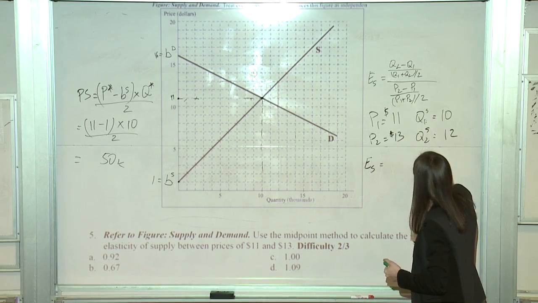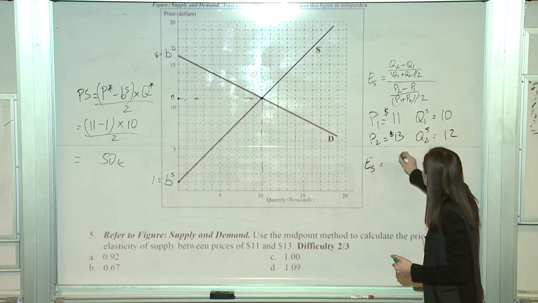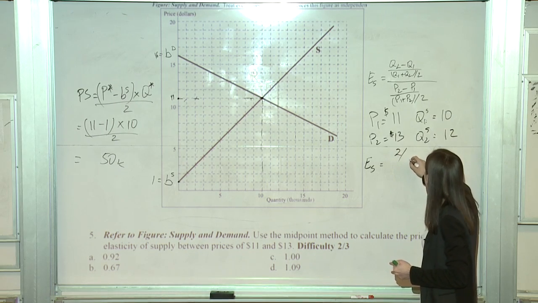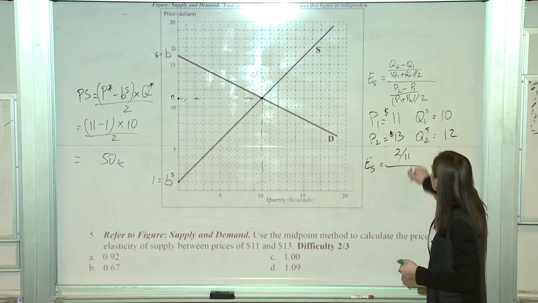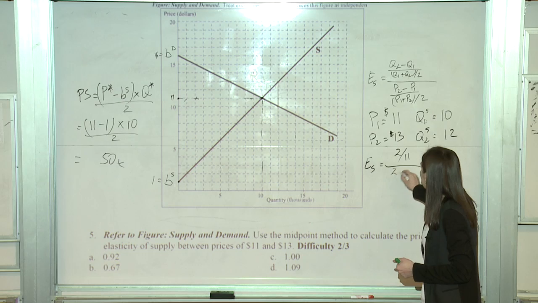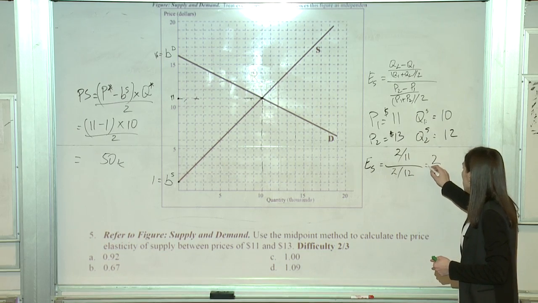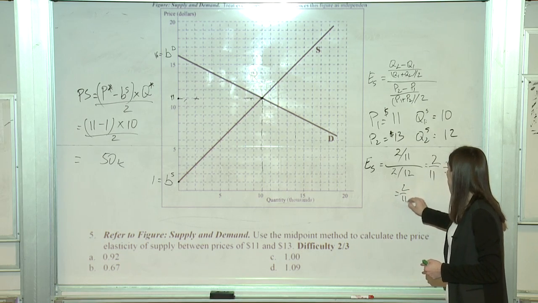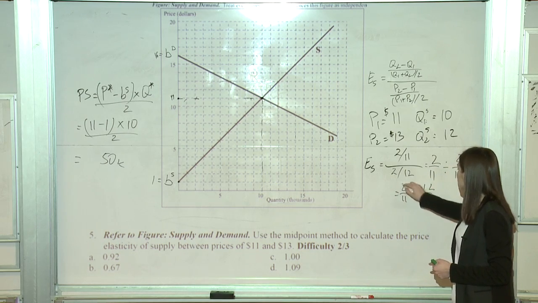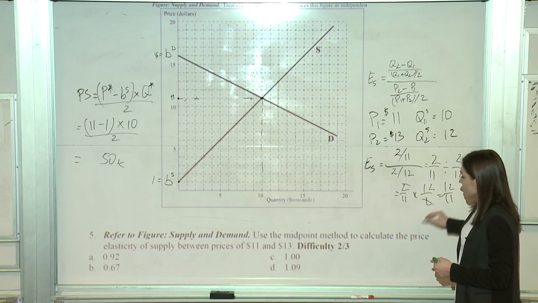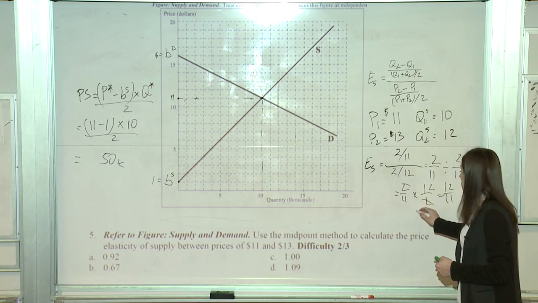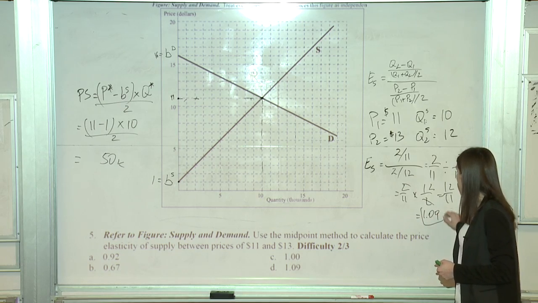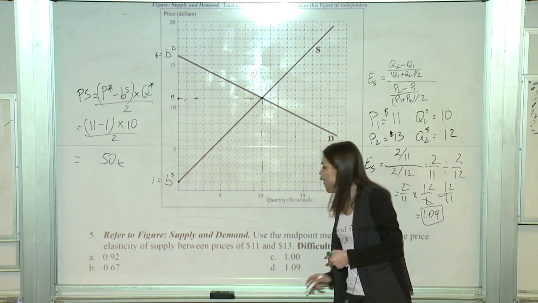So the elasticity of supply in this case would be the difference between the Q's, which is 2, divided by the average Q, which is 11, and the whole thing divided by the difference in P's, which is 2, divided by the average, which is 12. So I can put this as 2 over 11 divided by 2 over 12. When you divide by a fraction, you multiply by the reciprocal, so it's 2 over 11 times 12 over 2. The 2 cancels, and then we have 12 over 11, which is about 1.09. And then our answer would be D.